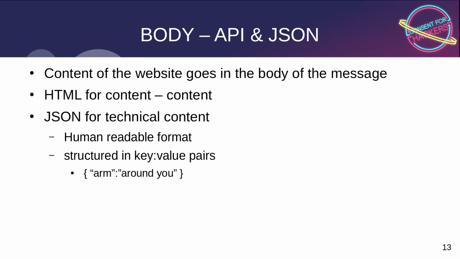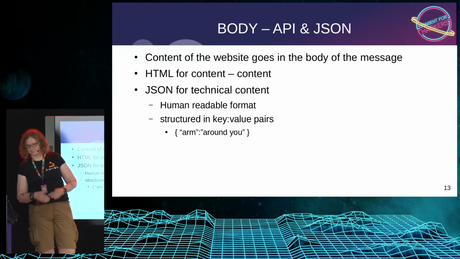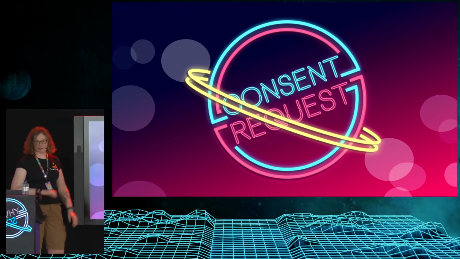In the body of the response you get the content, usually HTML, so text, pictures, etc. go in there. And usually we use a lot of JSON for the technical content. It's a human readable format, structured in key value pairs, for example, arm: around you. So arm, where does arm go? Around you. So that's what you need to know about the technical stuff.